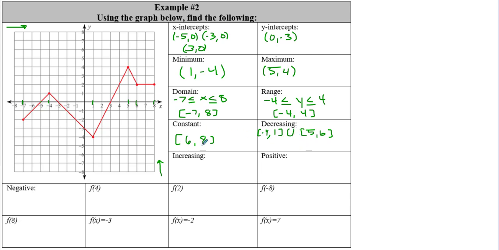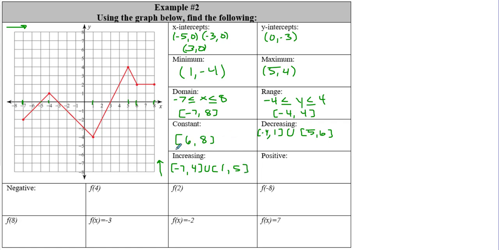All right, now let's find out where it's increasing. We are starting from -7, and we're increasing all the way to +4. Okay, and then I have another part of increasing where I need to use my union, and I'm going from 1 all the way to 5.